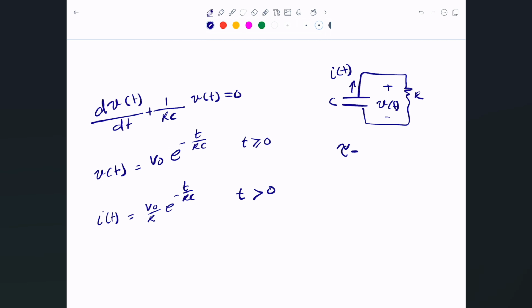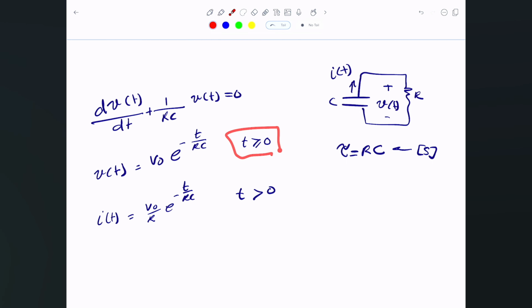Tau, the time constant for an RC circuit, is simply RC, and its unit is seconds. The reason we need the unit in seconds is that we need this exponent to be unitless. So the time is in seconds, and RC has to be in seconds. This will be in ohms, this will be in farads, so just make sure the units are in ohms and farads. And the current across that capacitor is simply V0 divided by R times the same e to the negative t divided by RC.